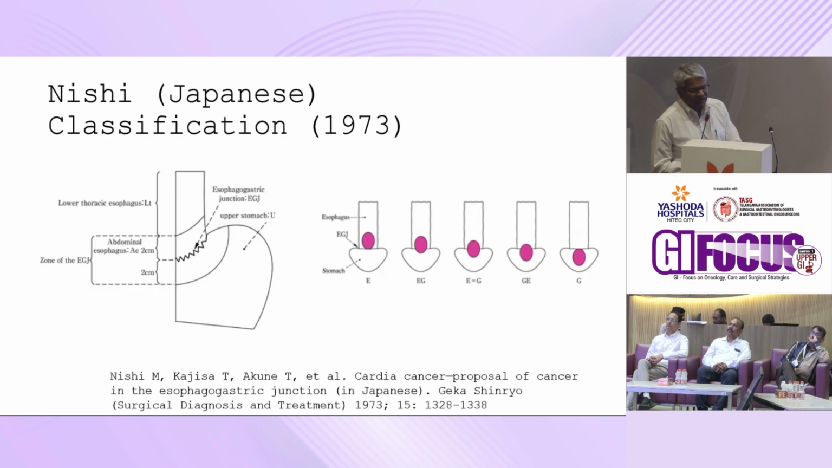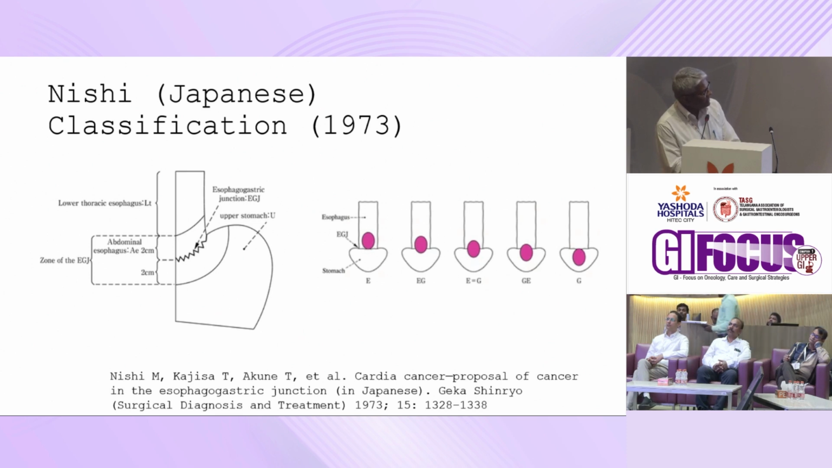One of the first attempts to classify GE junction tumors was made by the Japanese. Nishi et al. described it way back in 1973. They had a little restrictive approach, in the sense that they just included around 2 centimeters on either side of the GE junction as GE junction tumors. But they did classify them into 5 different categories.